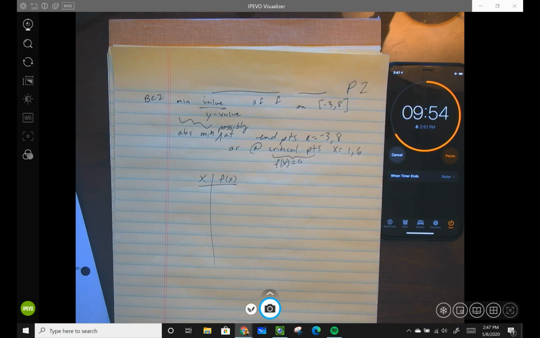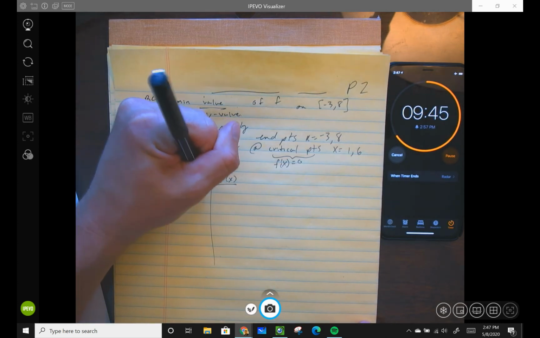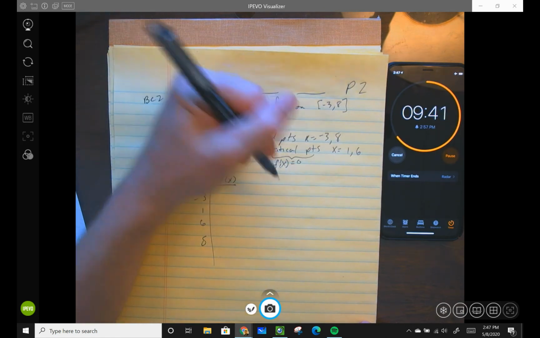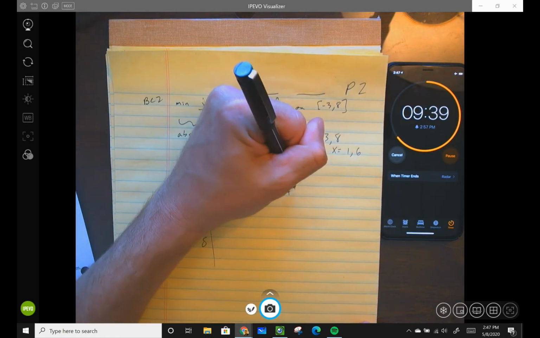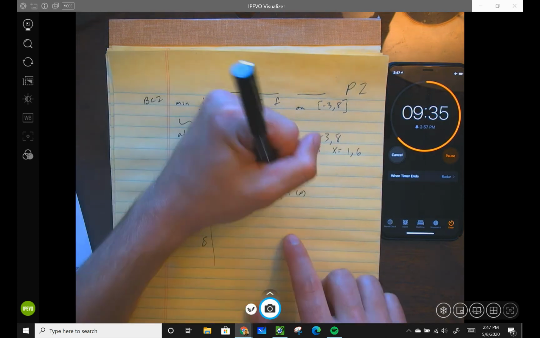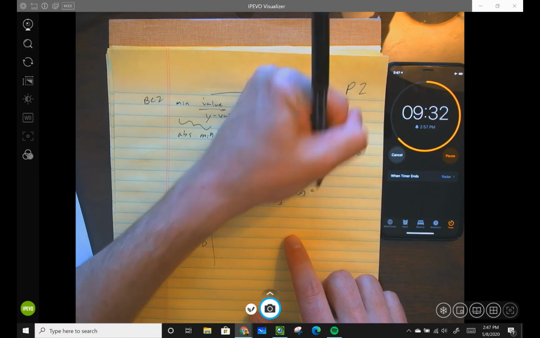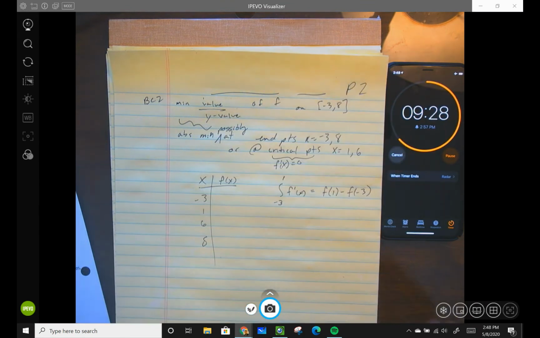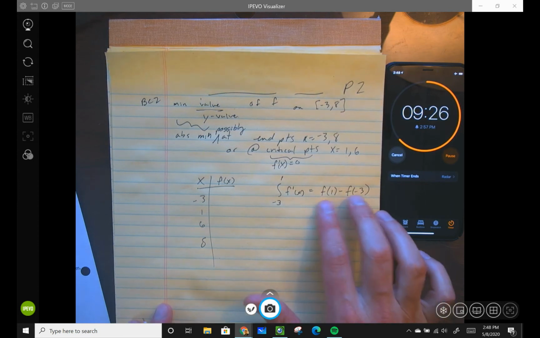But we can do it, I think, because we know an initial condition, we can do area under the curve to give us the change in f, fundamental theorem. So we've got -3, 1, 6, 8. Okay, so the integral of f prime of x from -3 to 1 is going to equal f of 1 minus f of -3, right? Fundamental theorem. It's the antiderivative evaluated at the endpoints.